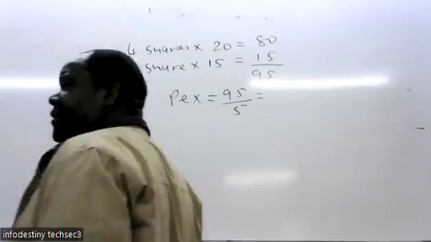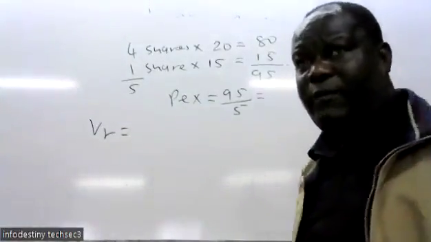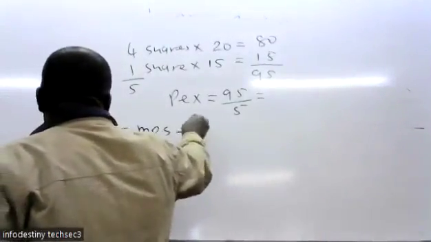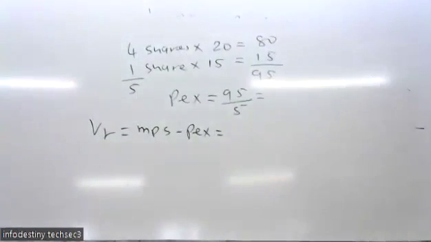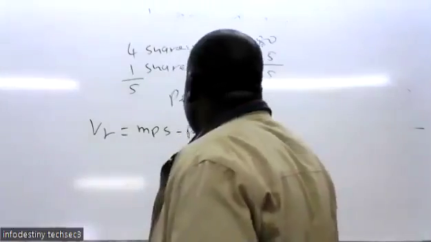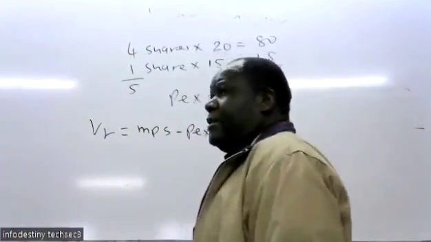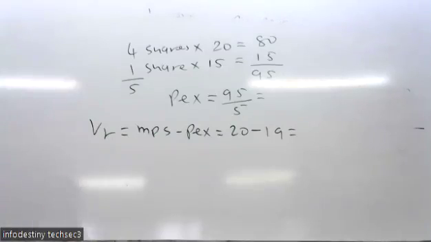For the value of the right, I had given you 3 formulas, but my advice was that you just pick one of them. One of the formulas was market price per share minus the theoretical exit price. To get the value of the right, you simply take market price per share minus the theoretical exit price. The market price per share is 20, and the theoretical exit price you have said is 19. So that should be our Roman letter 3.